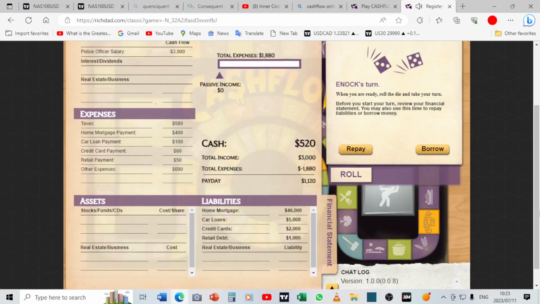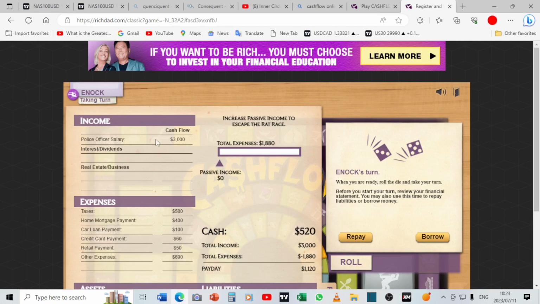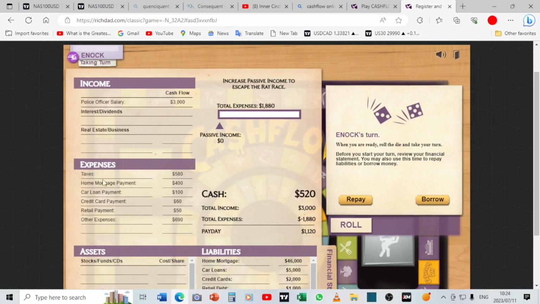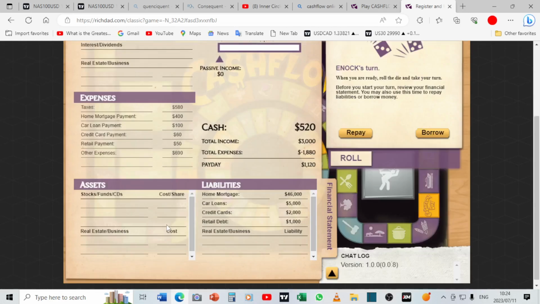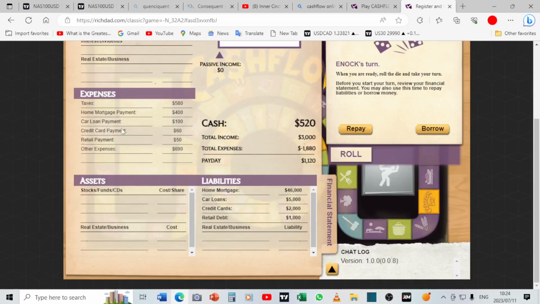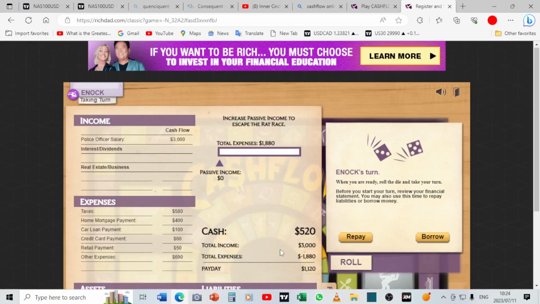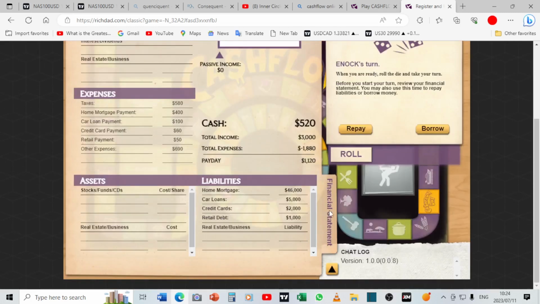Let's first check our career. Who are we? We are a police officer. You earn $3,000 a month. Your expenses are taxes, which we cannot run away from. You have a home mortgage payment, a car loan payment, a credit card, and retail payments. So credit card, car loan, mortgage, these ones you can deal with if you want to live nicely. Let's see, your car loan is 5,000, your credit card is like 2,000, and your retail debt is 1,000. Then let's live.